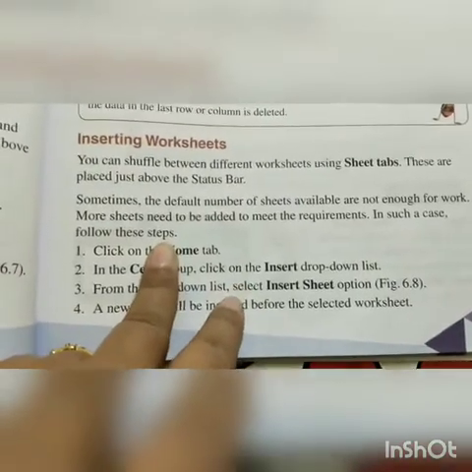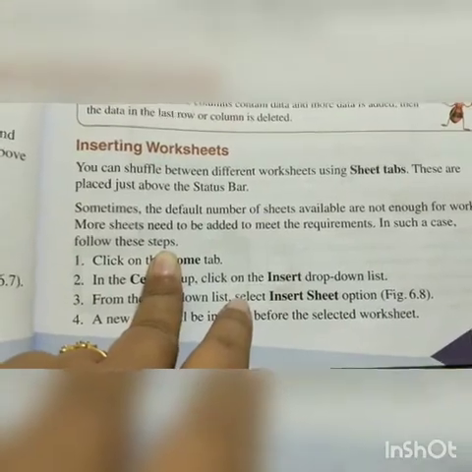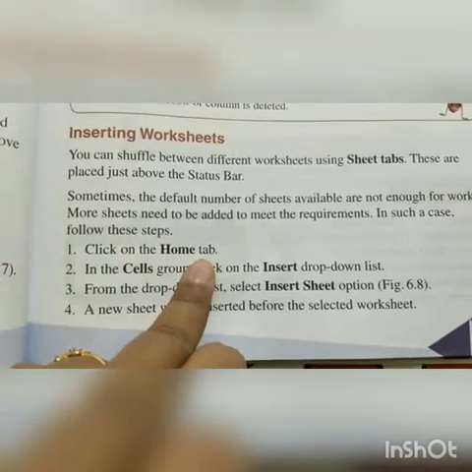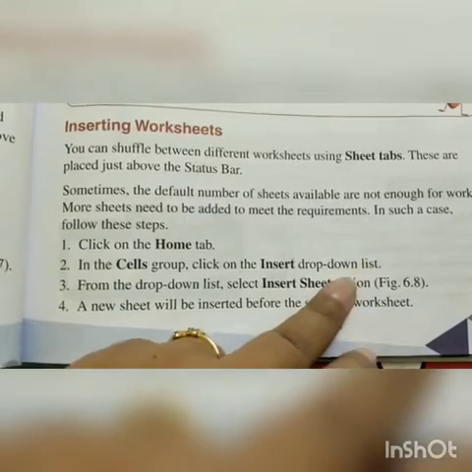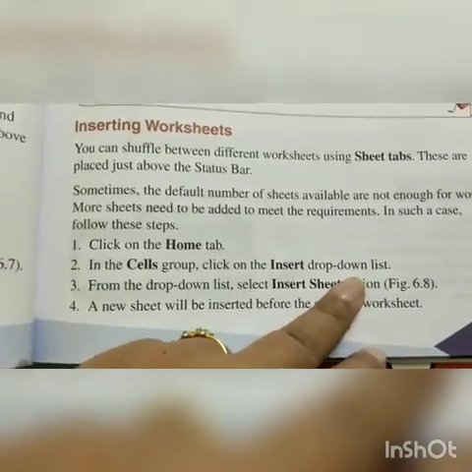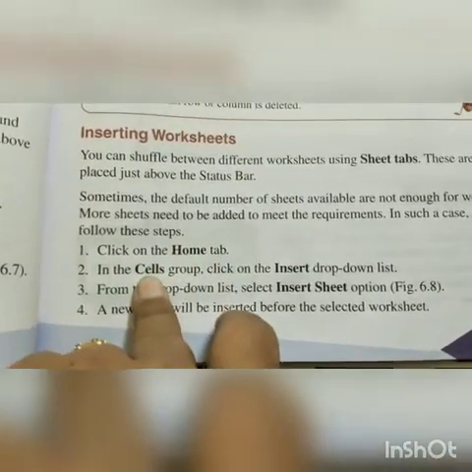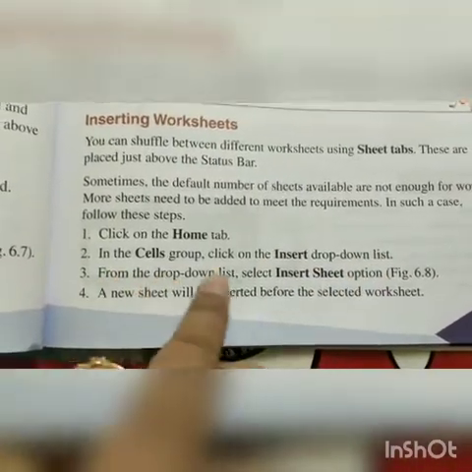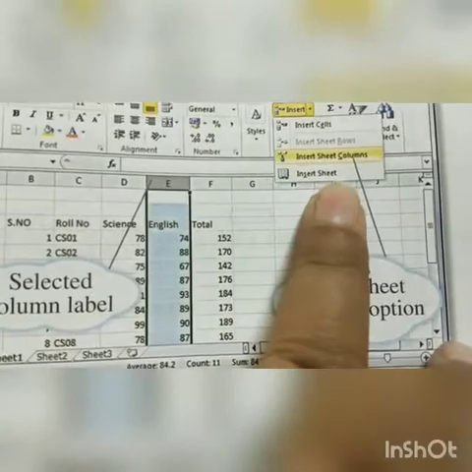By following these steps, you can add more sheets to your workbook. Number 1, click on the Home tab. In the Cells group, click on the Insert drop-down list, same as you did for rows and columns. The Insert drop-down list will be there. From the drop-down list, select the Insert Sheet option. Here it is showing the Insert Sheet option.